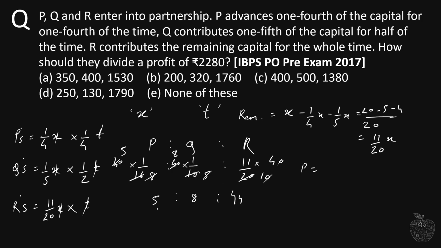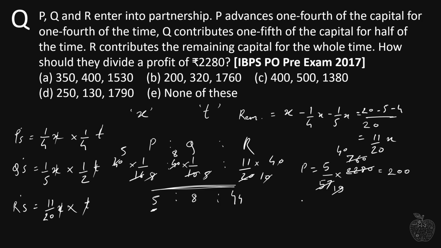Now let's calculate what P will get. P will get 5 parts out of the total. 44 plus 8 will be 52, 52 plus 5 will be 57. So P will get 5 parts out of the total 57 parts from this 2280. This is 3 1s are 3 and 3 9s are 27, 3 7s are 21 and 3 6s are 18, so 19 4s are 76, and we get 40. So 5 into 40 will be 200. So P will get 200.